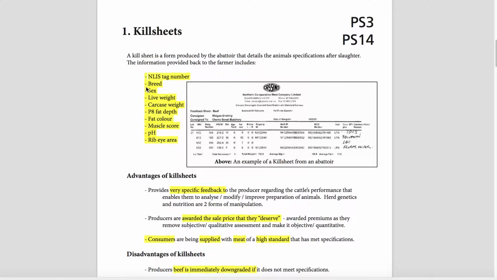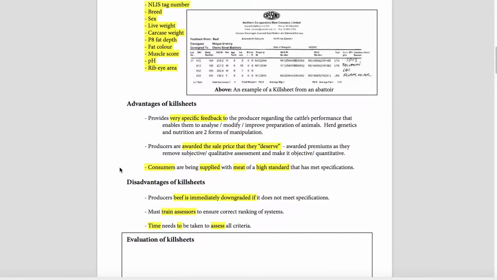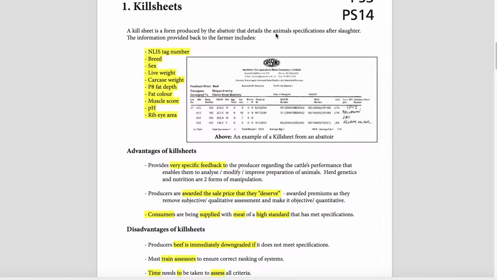So what the carcass actually looks like. It's hard to tell what it's going to look like when it's on farm, but once it's killed, you can tell much more information. So breed, sex, live weight, carcass weight, fat depth, fat color, muscle score, pH, and ribeye area are some things that are on the kill sheet. And so this is a way of assessing how your production is going, which is what the dot point's about, assessing farm production systems. So it gives you very specific feedback about how your cattle are going.